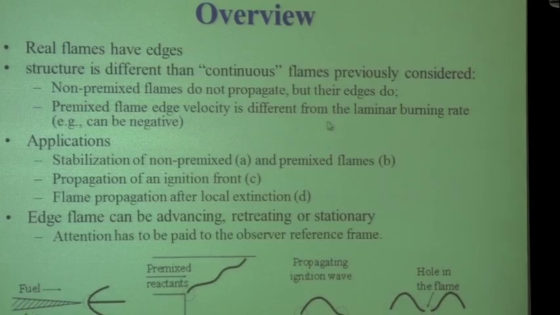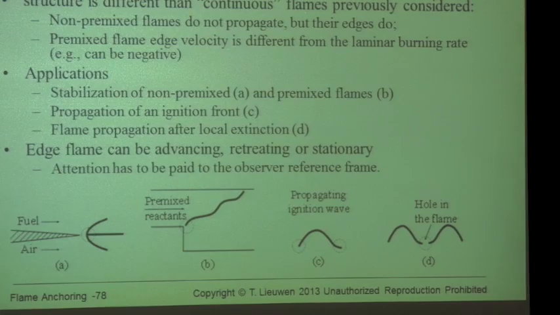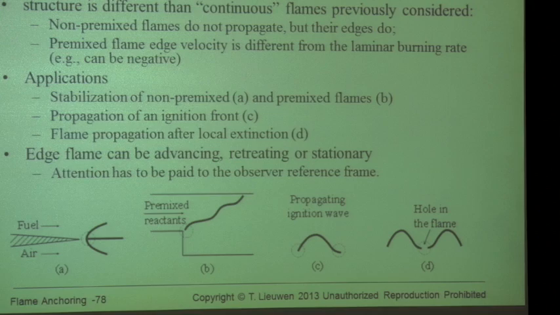For example, this would be a positive edge velocity, this propagating ignition wave. This would be a negative edge velocity if this hole is opening up. Another difference is that non-premix flames, they don't propagate, right? The flame sits where stuff diffuses into them at stoichiometric proportions. But the edge of a non-premix flame does propagate. It has a propagation speed, the edge speed.